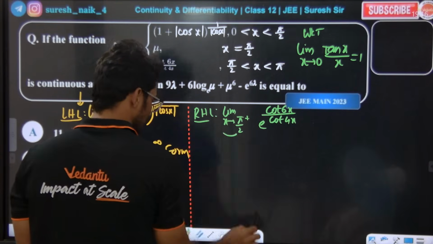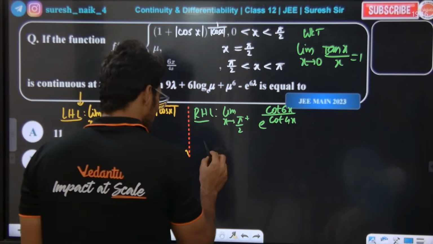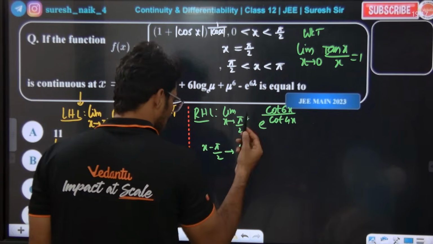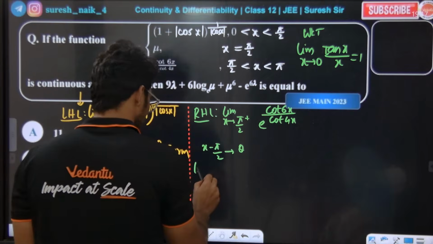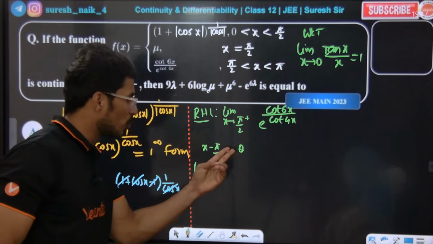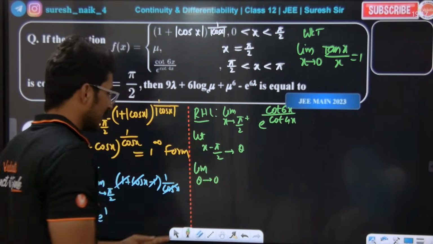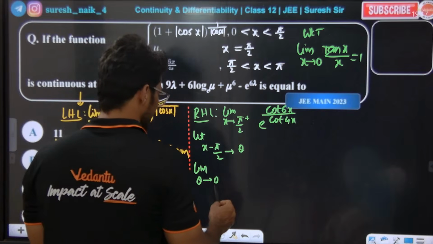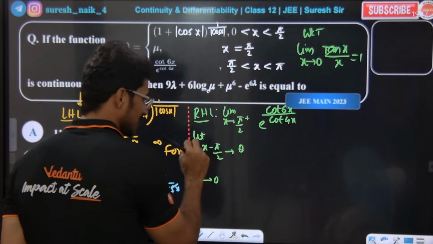Shift the pi by 2. When x is tending towards pi by 2, x minus pi by 2 will be going towards, let's say, theta or alpha, whatever. So if this is going towards theta, then what happens? Let us take this as theta. Then theta will be tending towards what? Theta will be tending towards 0.